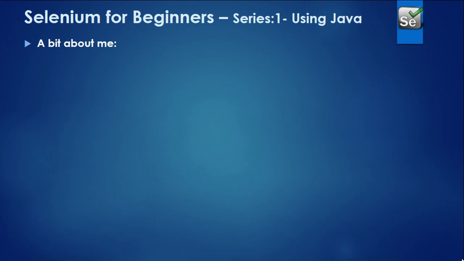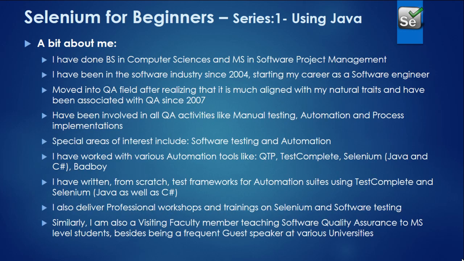So starting off with the introduction about the trainer, I started my career in 2004 as a software developer and then moved into the QA field in 2007. I've been involved in all kinds of QA activities like manual testing, automation, and process implementations. My special areas of interest include software testing and automation. From the automation perspective, I've created regression suites using tools like QTP, Test Complete, and Selenium. In Selenium, I've used the languages Java as well as C# for my framework creations.